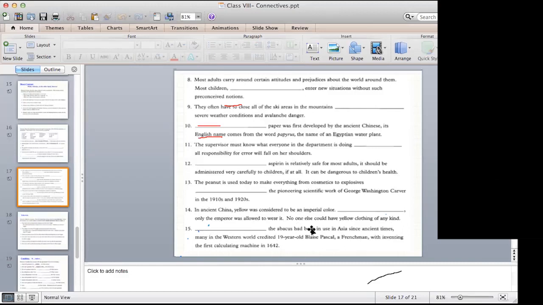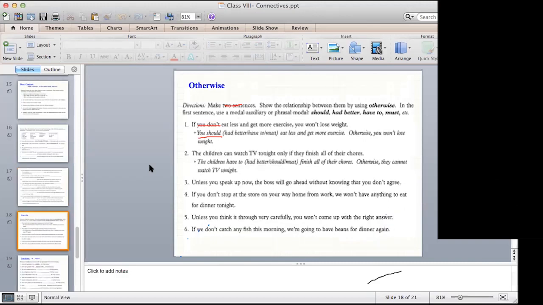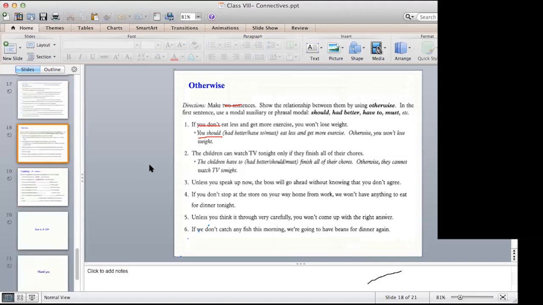Okay, otherwise. What directions make two sentences show a relationship between them by using otherwise? In the first sentence, use a modal, auxiliary, or phrasal modal: should, had better, have to, or must, etc. Example: if you don't eat less and get more exercise, comma, you won't lose weight.